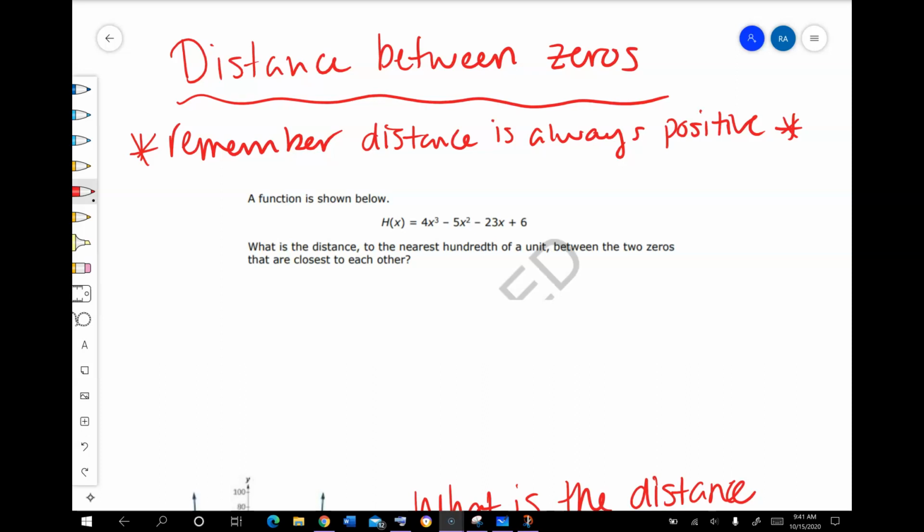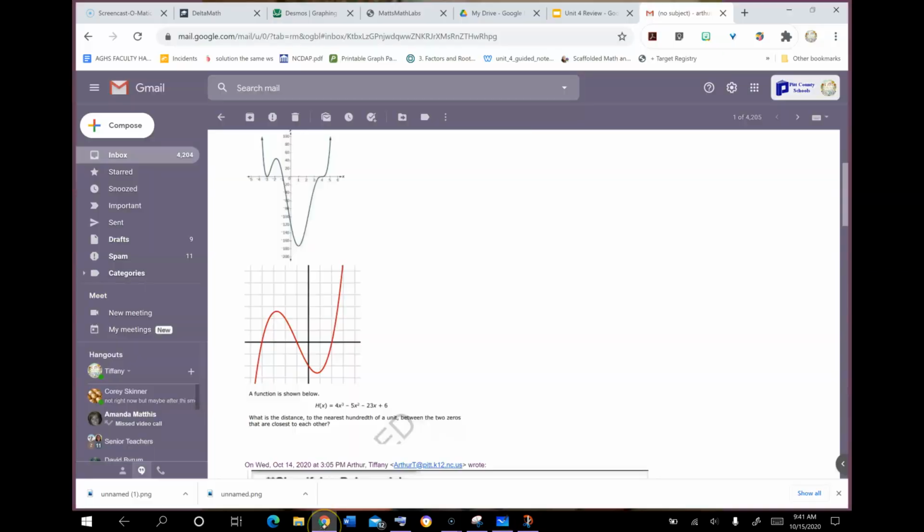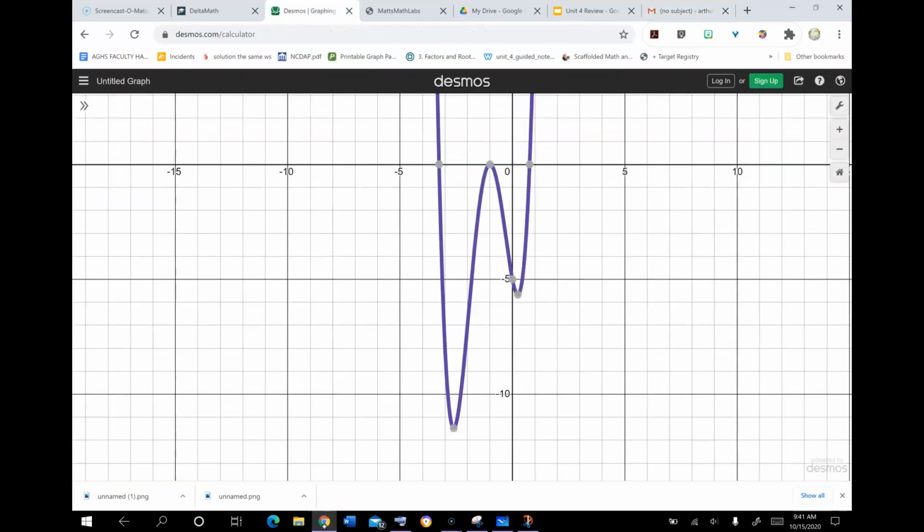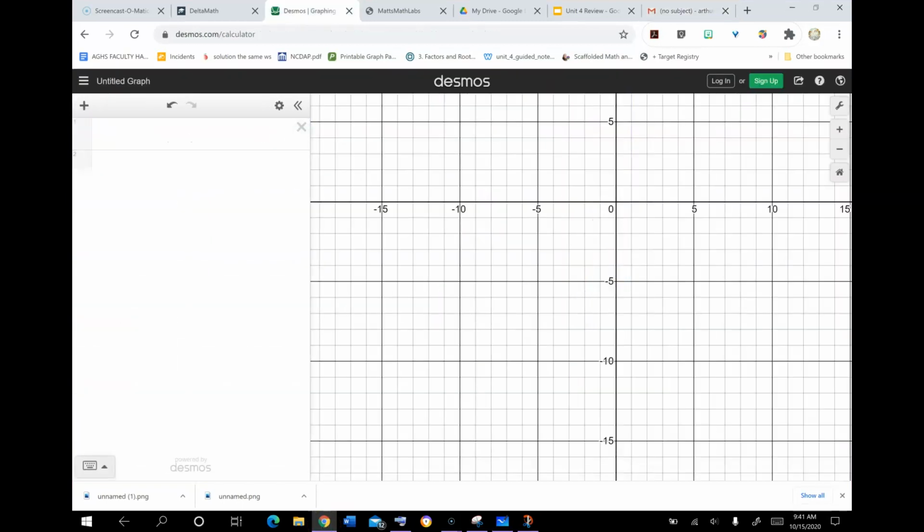So this one says, this function below, what is the distance to the nearest hundredth of a unit? So your hundredths is your second decimal place between the two zeros that are the closest to each other. Well, we got to graph these first to figure out who is the closest together. Okay, so we're going to go to Desmos and we're going to graph these. All right, so we go to Desmos and we're going to graph this equation.